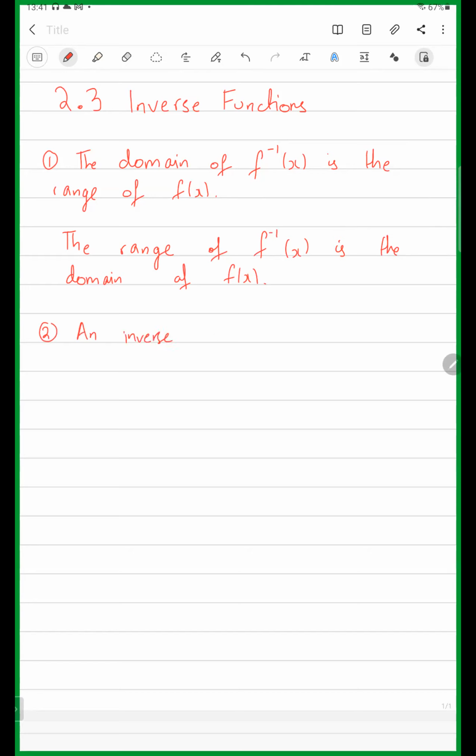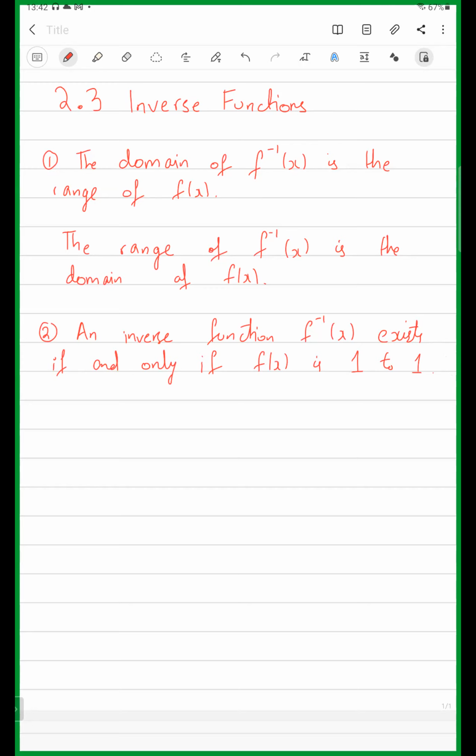The second important one is: an inverse function f inverse of x exists if and only if f of x is 1 to 1. That is it. These are the two important things I was talking about, and now we are in the position to solve the questions. The second one is important. Let's discuss that, and the first one would get clear once we talk about that question.